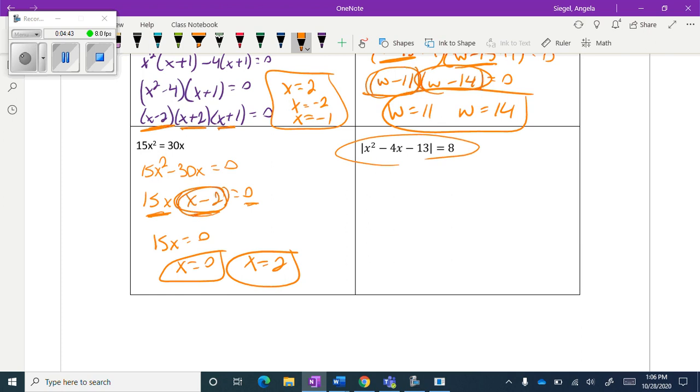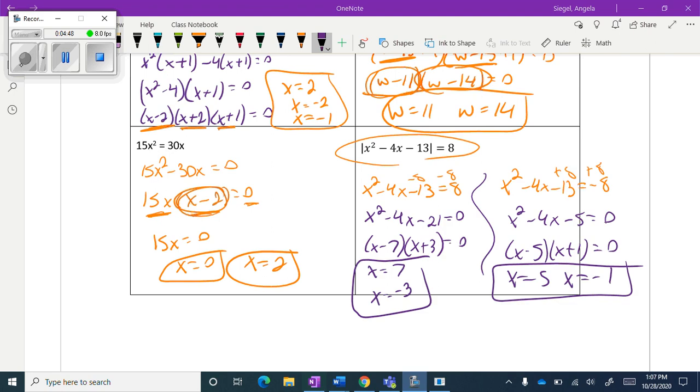Okay, on this one, this is absolute value, so we're going to set it equal to both positive 8 and negative 8. So go ahead and do that.